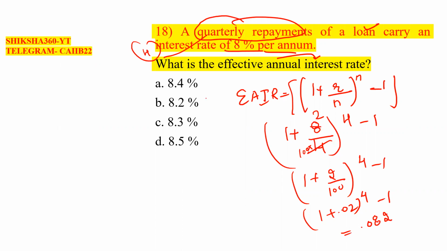So what is the interest rate? It has to be in percentage, so we multiply 0.082 by 100, and we get 8.2%. So the answer is option number B.